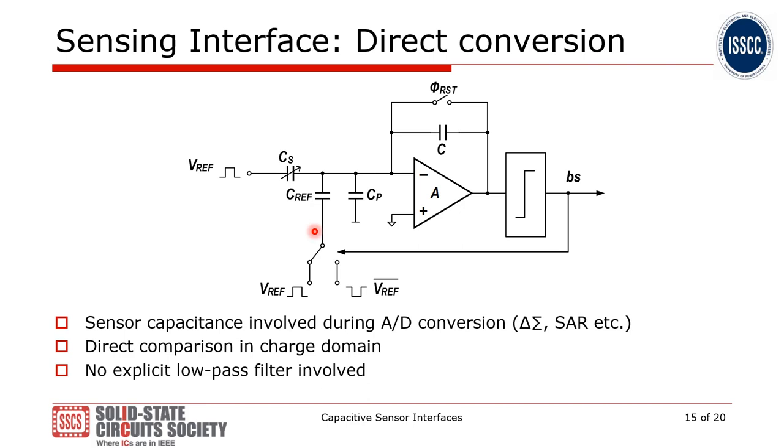The circuit shown here is the charge balancing based delta sigma capacitive sensor interface. Essentially, the charge supplied by the sensor capacitor is balanced by that supplied by the reference capacitor, so that the accumulated charge in the integrator is balanced over time. The status of the integrator is monitored by the comparator, which produces a bitstream BS to control the reference capacitor.